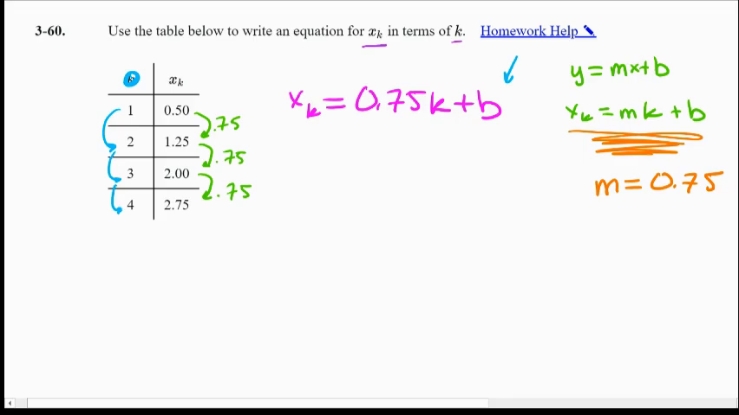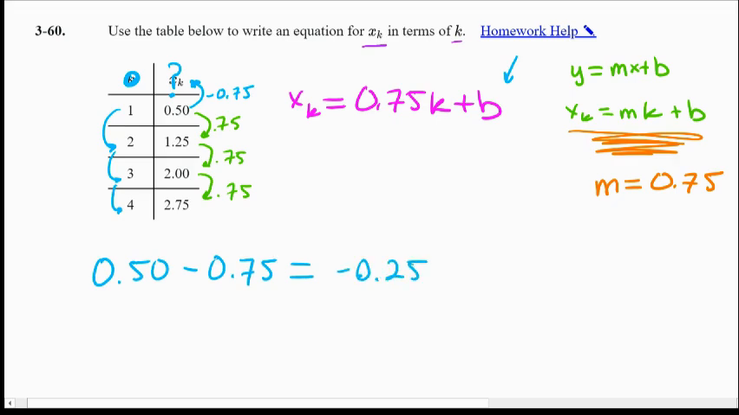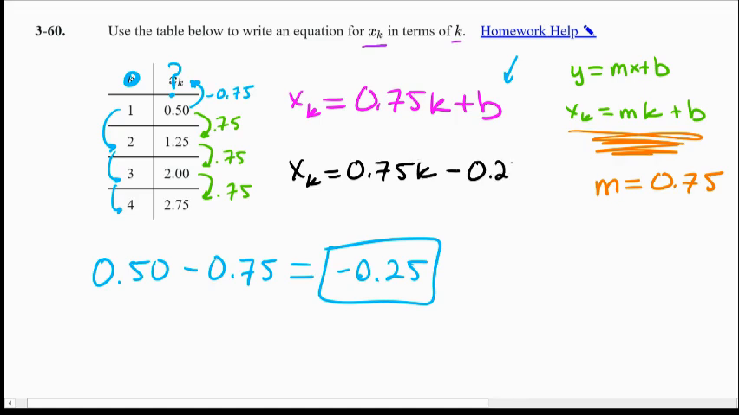And so I'm looking for what goes in this spot right here. Since we're going up by 0.75 each time, to figure out what goes here, I'm just going to go down by 0.75, which is going to give me 0.50 minus 0.75, which is equal to negative 0.25. So that's my b value. I'll show you the other way in just a second, but my final answer here in black is going to be x sub k equals 0.75k minus 0.25.